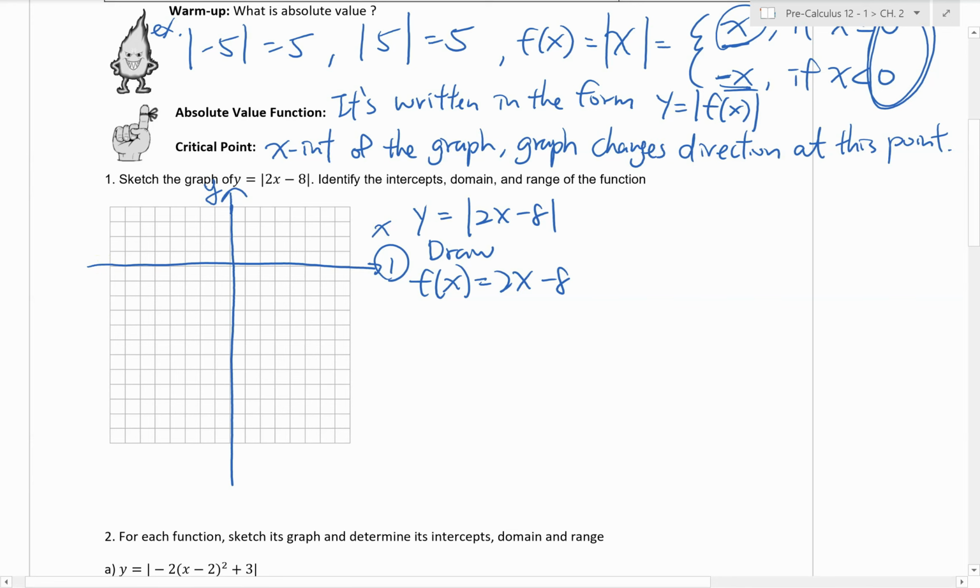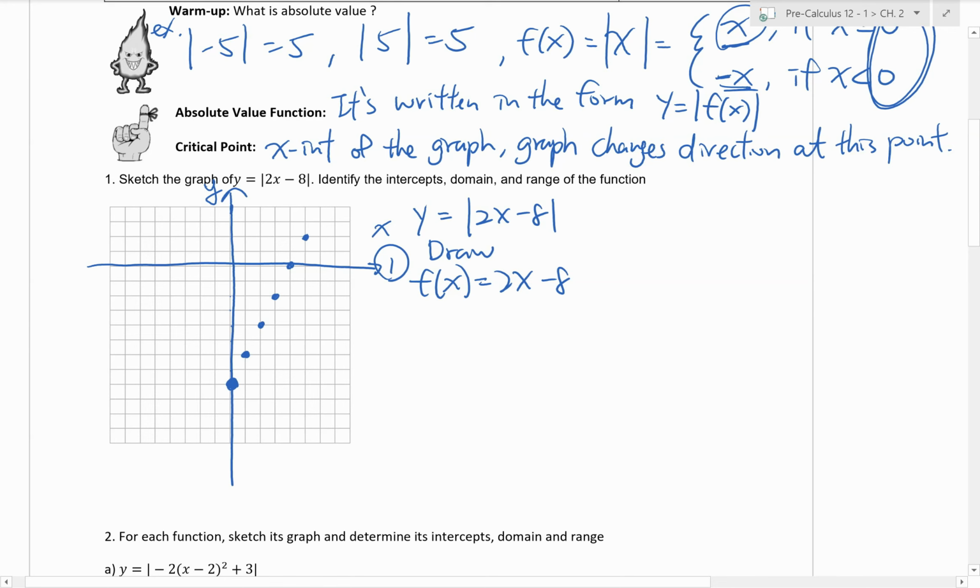f of x equals 2x minus 8. So my y-intercept is negative 8. That's 1, 2, 3, 4, 5, 6, 7, 8. Okay, so there's my y-intercept of negative 8. The slope of this particular linear function is 2, which means we go up by 2 and 1 to the right. Okay, so from my y-intercept, I go up 2, 1 to the right. Up 2, 1 right, up 2, 1 right, and so on.